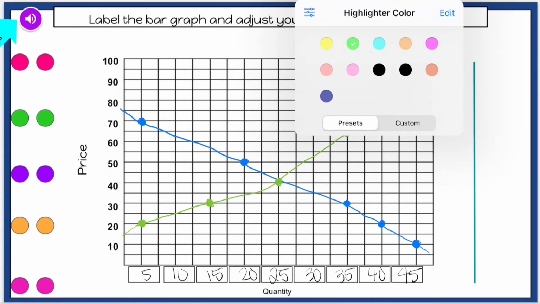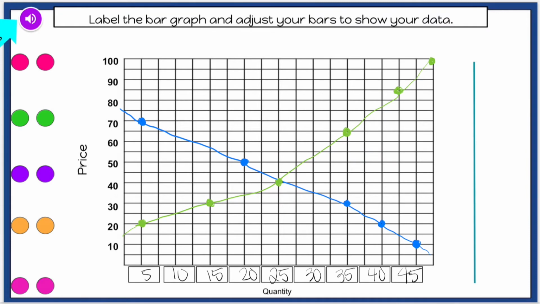All right, so right now you're looking at the price and quantity for some product. And as you can see, the green is going to be your supply, and your blue here is demand. And hopefully you can see that at $40, that's our equilibrium price. So at $40, everybody's happy.